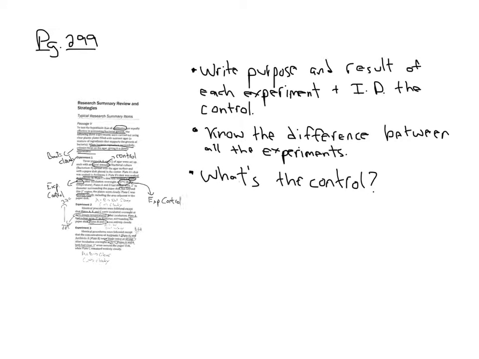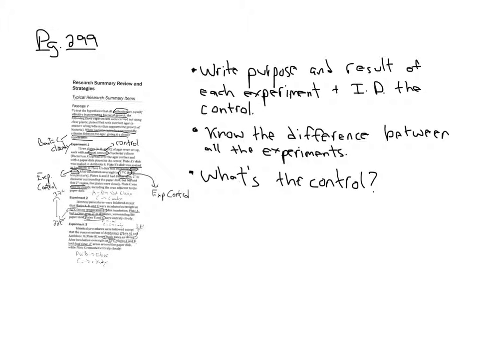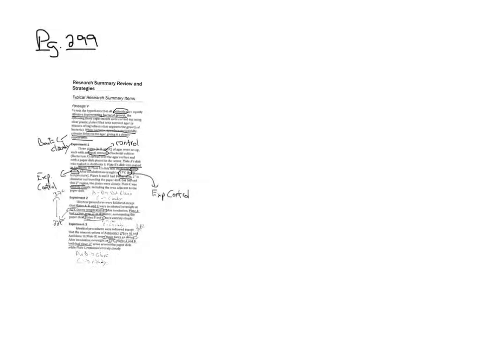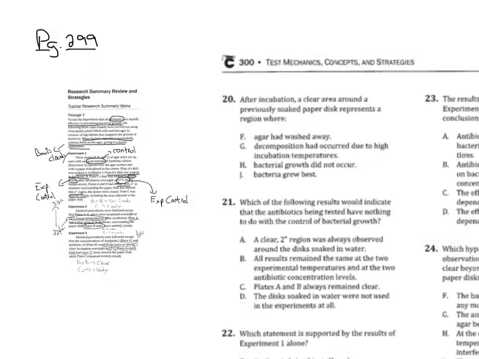So I've marked up my sheet, and so let me get rid of this, and let's take a look at the questions. Alright, so we'll go to question 20. Question 20 says, after incubation, a clear area around a previously soaked paper disc represents a region where... We should be able to get this from marking it up. We know that since bacteria make the appearance cloudy, then a clear area will be where bacteria growth did not occur. So this one is H.